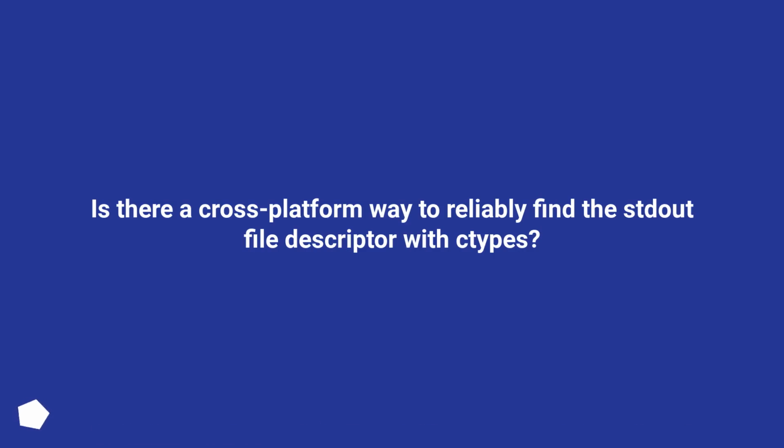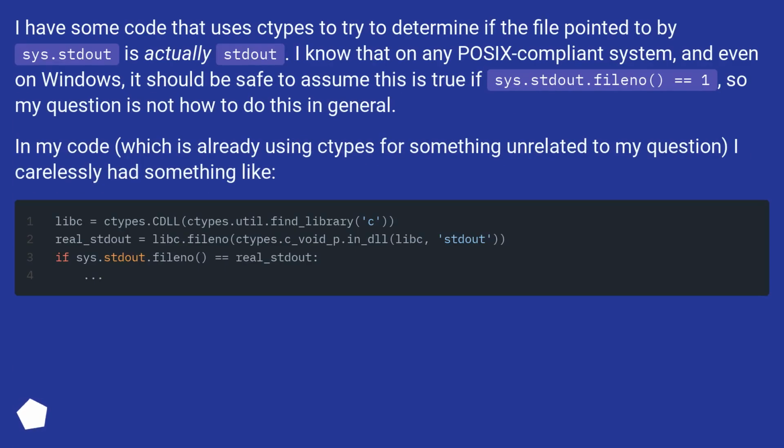Is there a cross-platform way to reliably find the stdout file descriptor with ctypes? I have some code that uses ctypes to try to determine if the file pointed to by sys.stdout is actually stdout. I know that on any POSIX compliant system, and even on Windows, it should be safe to assume this is true if sys.stdout.fileno equals 1, so my question is not how to do this in general.